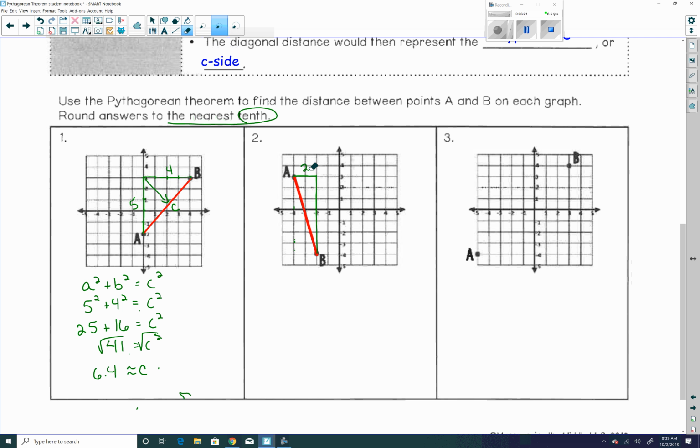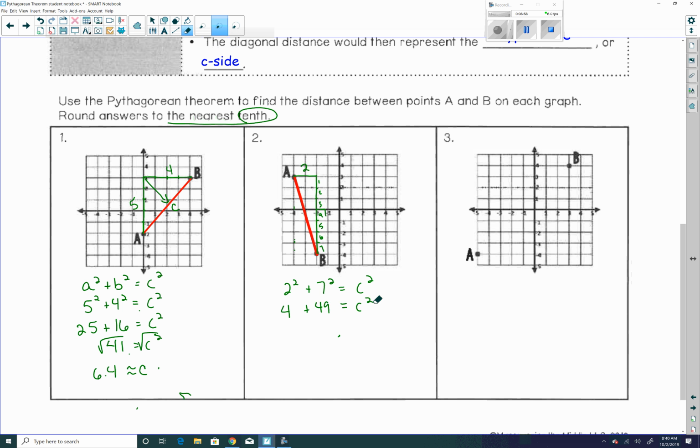So this is 2 units. This is 1, 2, 3, 4, 5, 6, 7 units. You know what? I have to recount. Hang on a second. There's 1, 2, 3, 4, 5, 6, 7. Okay. That is correct. When I did my key, I counted differently, so I just glanced at what it should be, and I thought I was wrong.